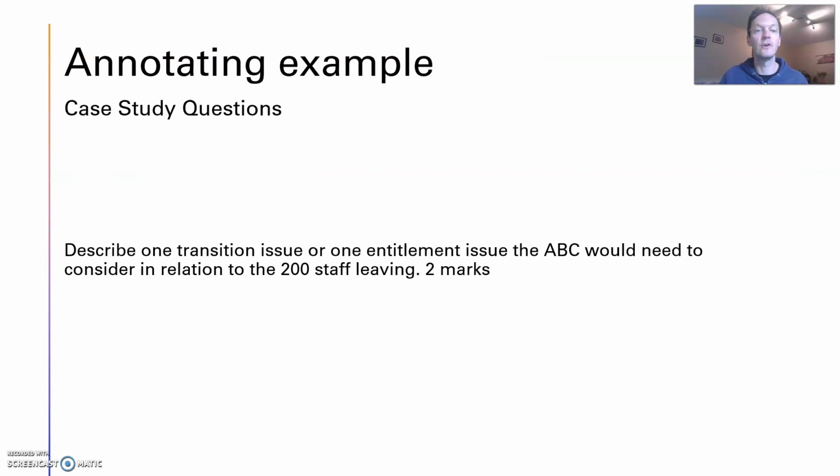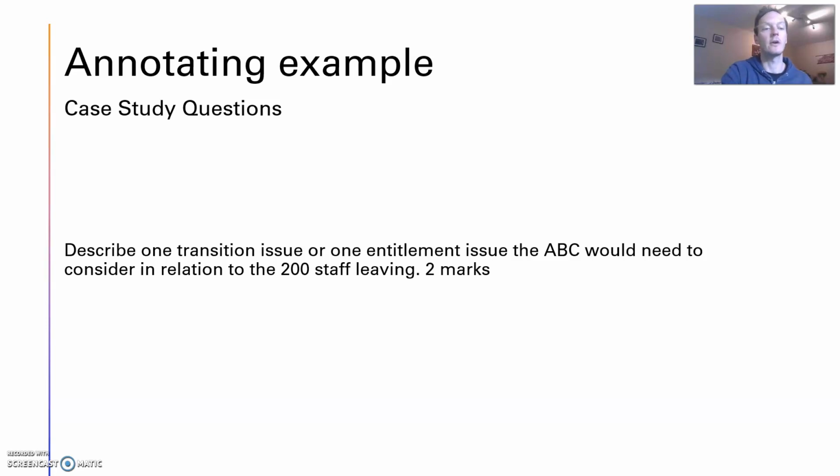Okay, so the first type of question I'm going to practice annotating for are case study questions. All right, and here's an example case study for ABC that you may have seen in your practice questions. So the question is, describe one transition issue or one entitlement issue the ABC would need to consider in relation to the 200 staff leaving. Annotating, don't forget, is just simplifying this question down. There's a lot going on in this question, and there's a lot of areas that we can make some mistakes.